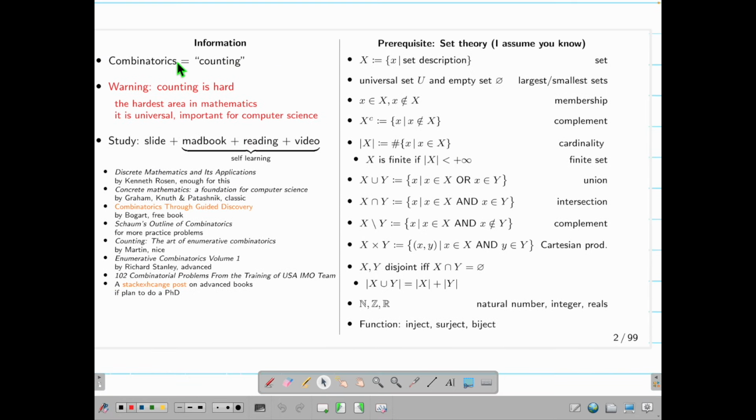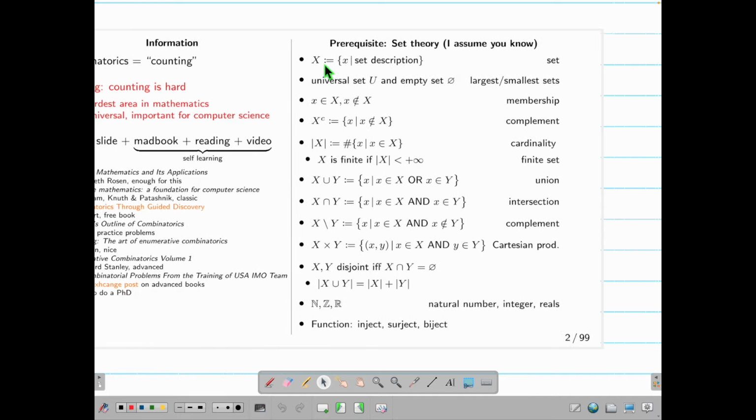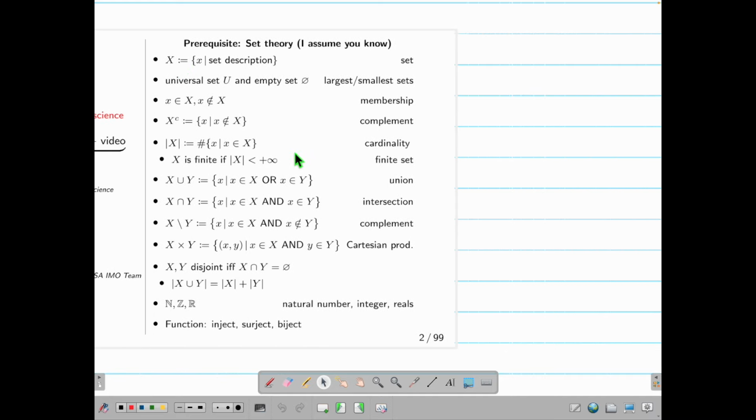So first, what is combinatorics? Combinatorics is just a fancy word for counting. And here's a warning: this is the hardest mathematics subject. It is very unnatural. You will feel uncomfortable. Okay? And you need this. I assume you know this, so I'm not going to repeat it.